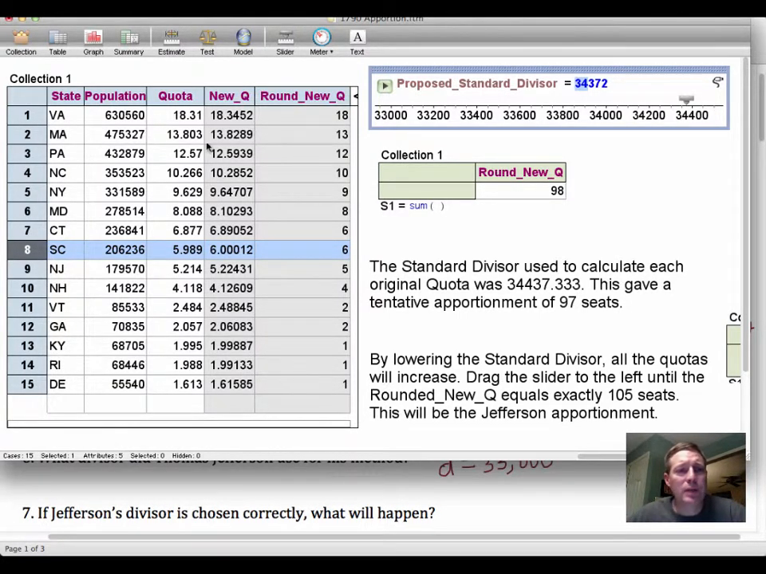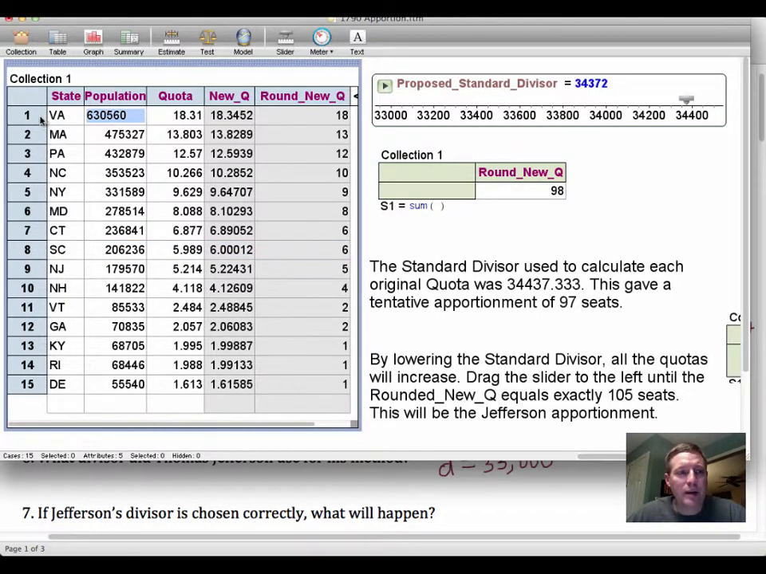So let me give you another one. What would this standard divisor up here have to be for Virginia to earn their 19th seat? Virginia would like to earn 19. They've only got 18.31. The way you figure that out is you take Virginia's population, which is 630,560, and you divide by the number of seats they're trying to earn, which is 19.